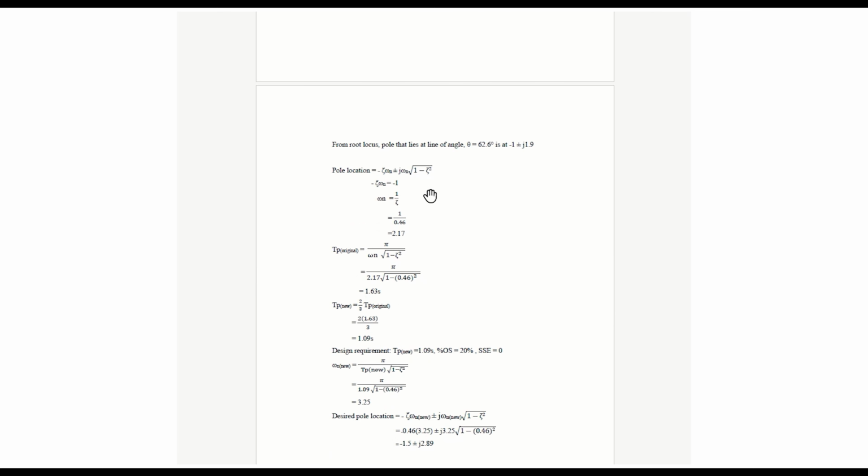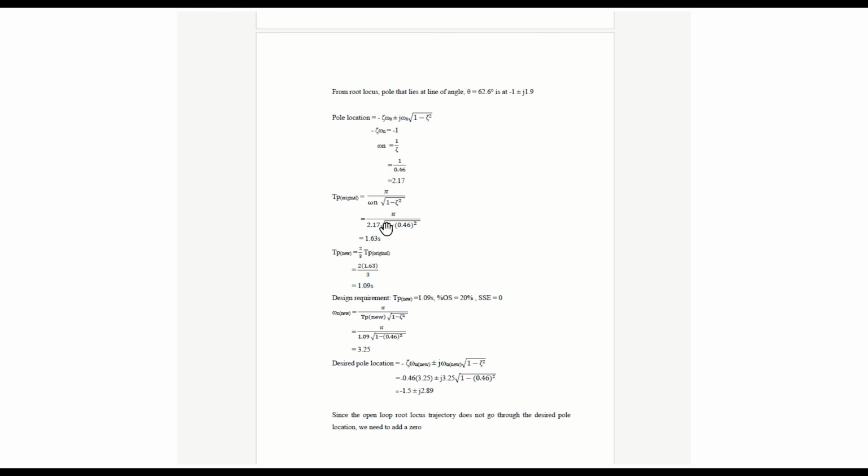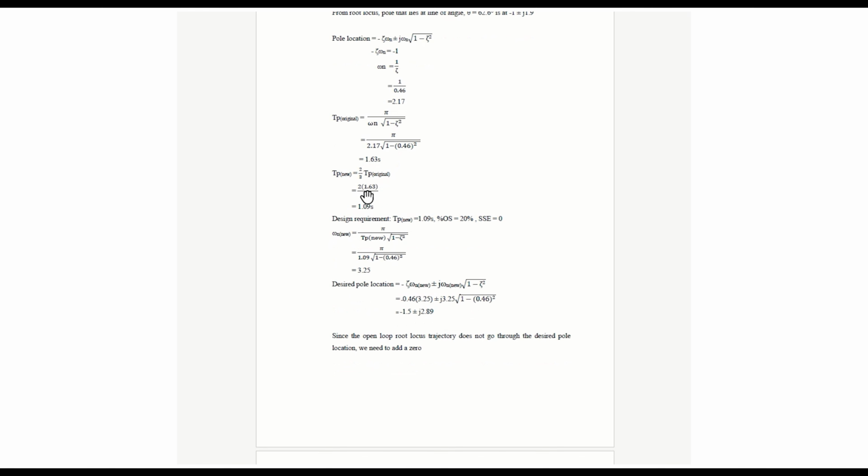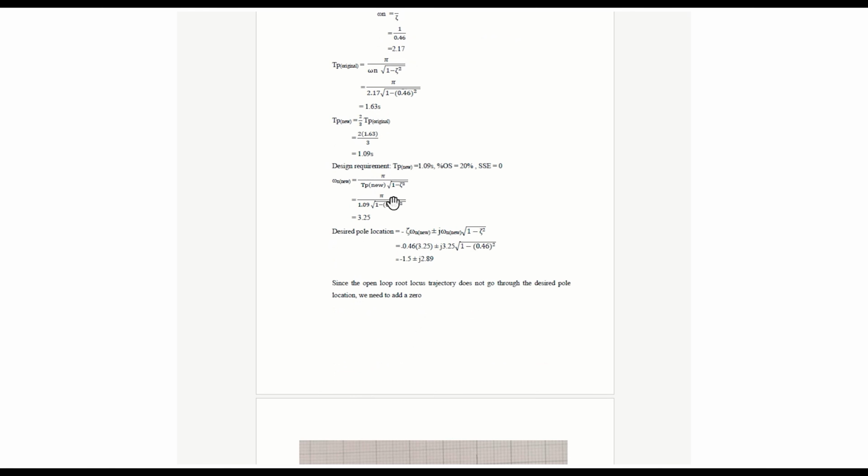From that desired pole location, we must calculate the value of omega n to obtain that pole location. Why? Because we want to know the value of the original peak time, and after we obtain it, we compare it with the new peak time to get this. Now we know the full design requirement, and from there we must know the value of the new omega n, because we want to know the new desired pole location to meet this design criteria. So we get this pole location.